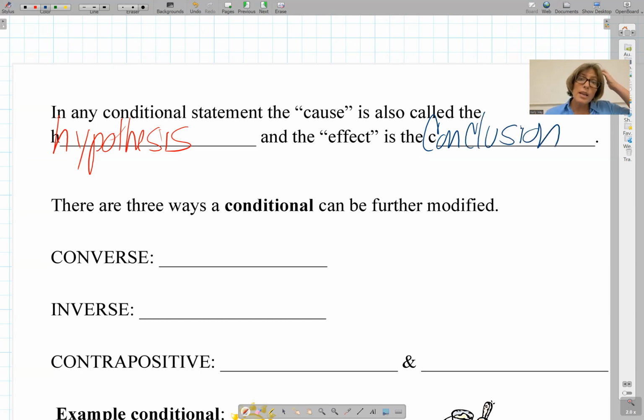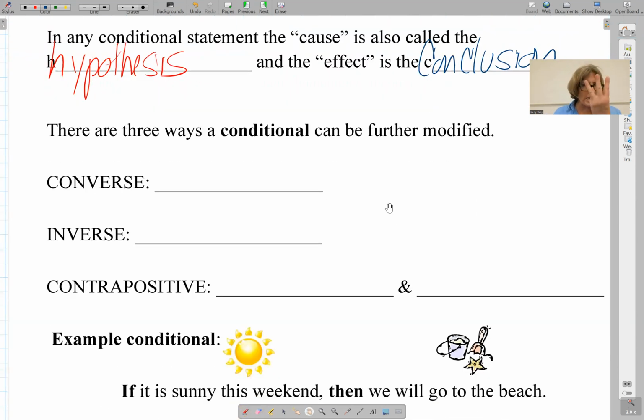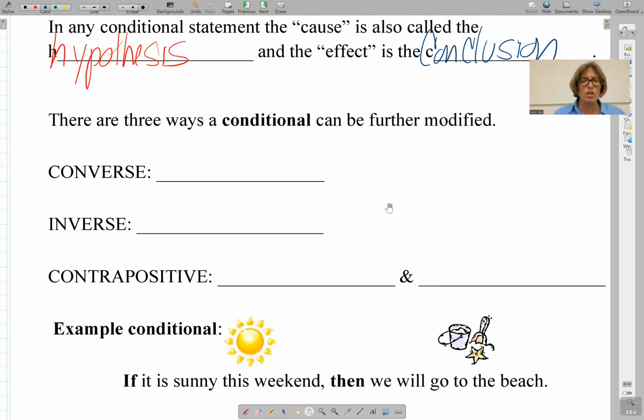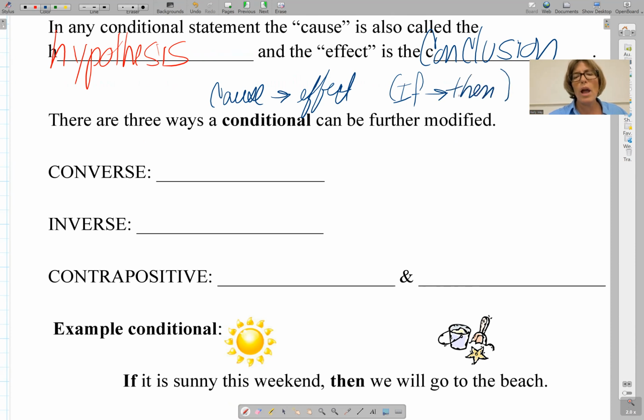In any conditional statement, the cause is also known as the hypothesis, and the effect is called the conclusion. There are 3 additional ways a conditional, remember, a conditional is a cause and effect statement, also classically known as if-then, can be modified.